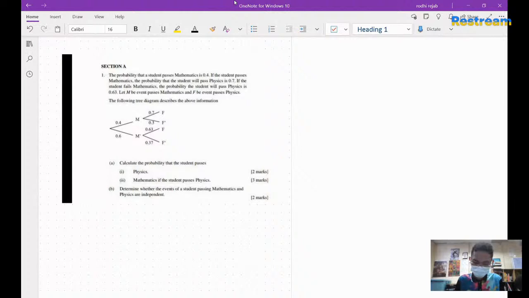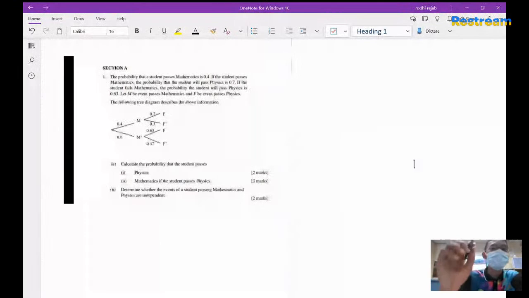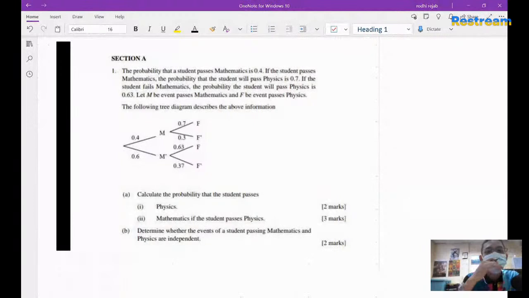Okay, so the probability that the student passes math is 0.4. If the student passes math, the probability that the student will pass physics is 0.7. So that means these two events are connected to each other.